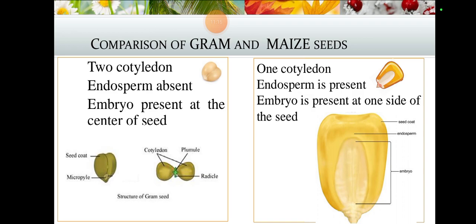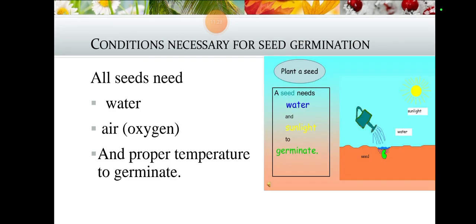So you can see the structure of a gram seed: seed coat, micropyle, cotyledon are here, plumule and radicle. Here is the seed coat, endosperm, and this is the whole embryo that consists of a cotyledon, also one cotyledon.